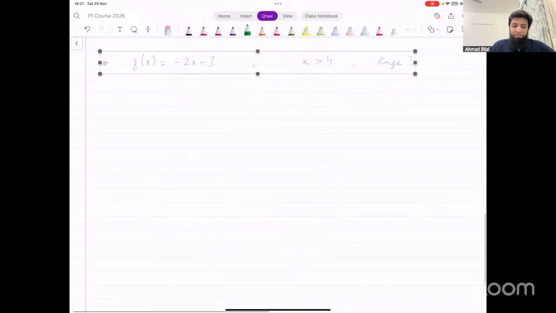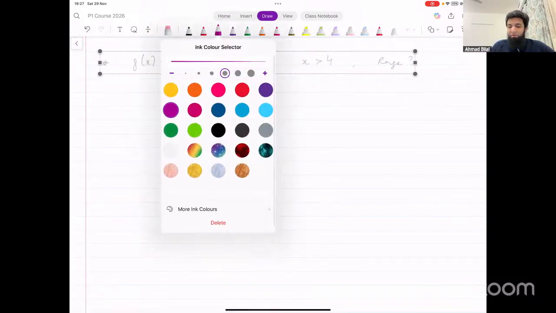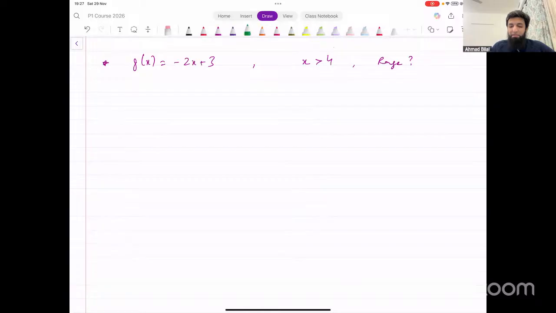Okay, so the first thing that most of you would have thought would be inputting x equal to 4 in this, right? And see what you get from that. Let's start with that. Input x equal to 4 in this function. Okay. What do you get from that? G of 4 equals minus 2 into 4 plus 3, and that gives me negative 5. So that means when x is equal to 4, the y value is negative 5.